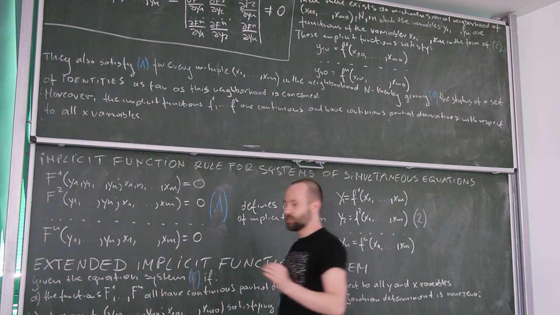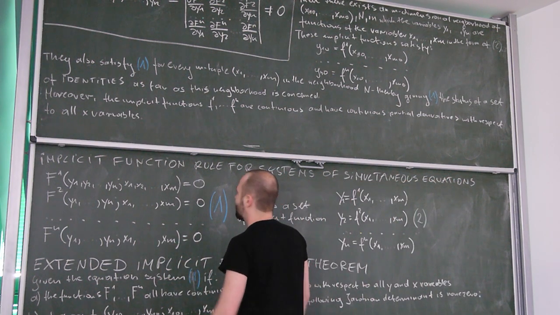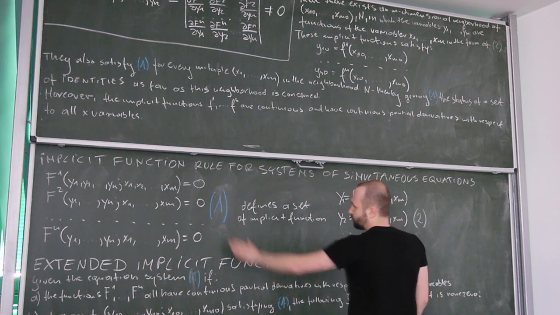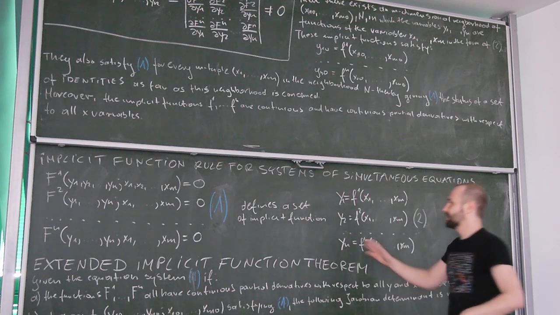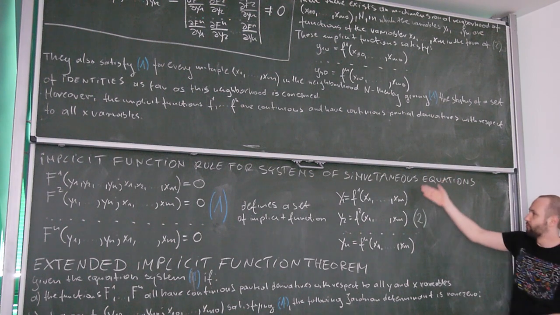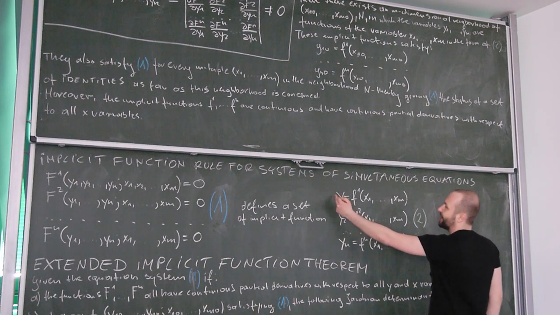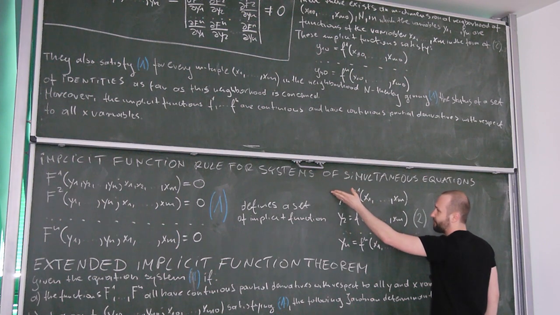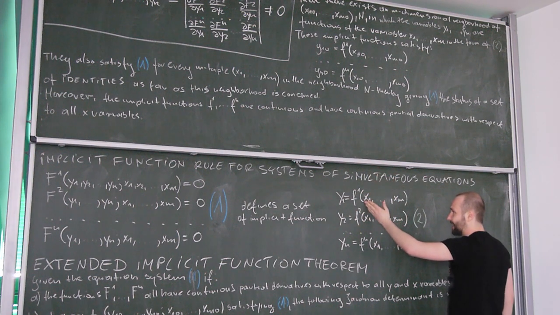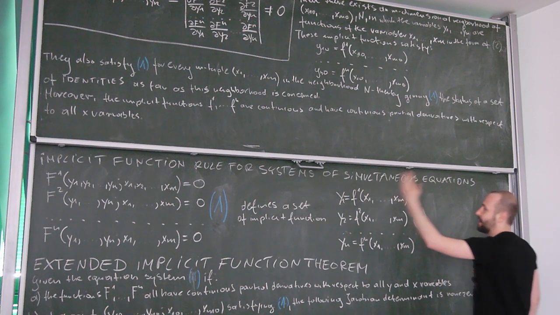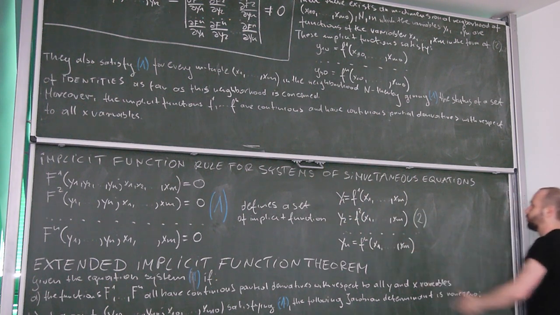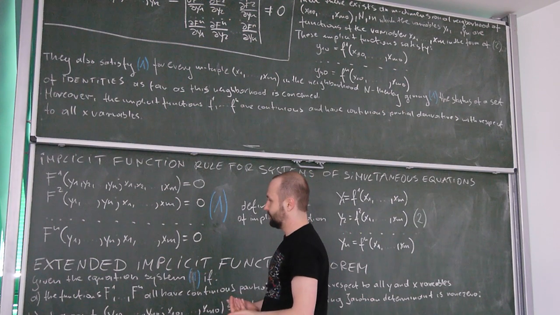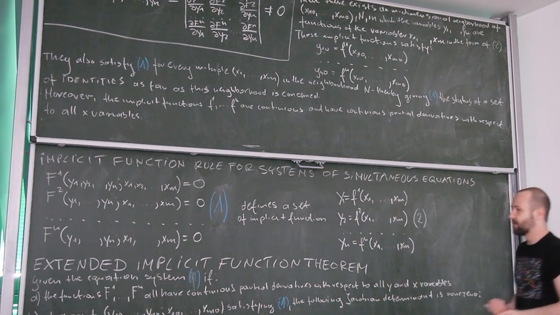And now, the question we are going to ask is, in which circumstances this system of simultaneous equations, which we will be calling 1, defines a set of implicit functions over here. So here we see that we have functions in explicit form. So here we have y1 as a function of x1, x2 until xm. The same goes for y2 until yn. Okay, and look, the answer to this question is given by the extended implicit function theorem.